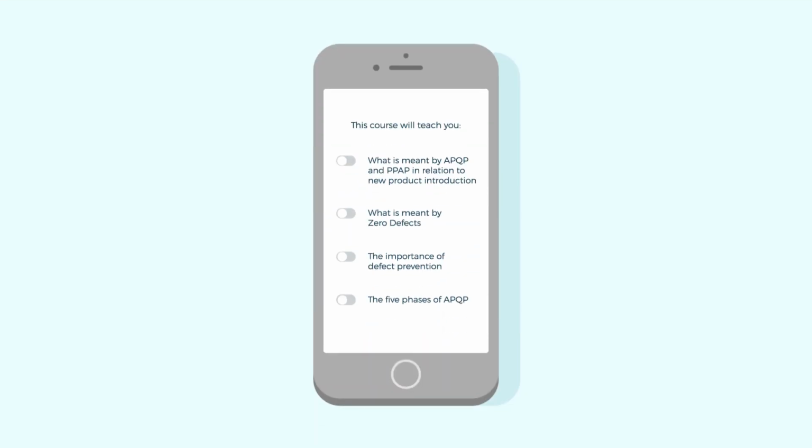This course will teach you what is meant by APQP and PPAP in relation to new product introduction. What is meant by 0 defects? The importance of defect prevention. The 5 phases of APQP.